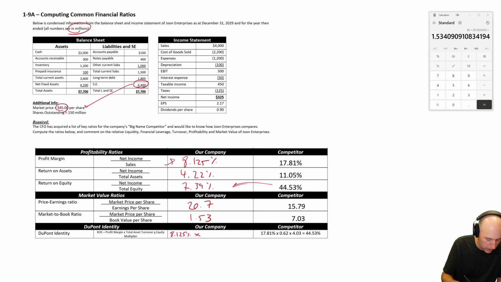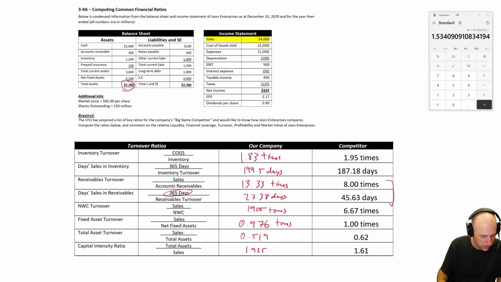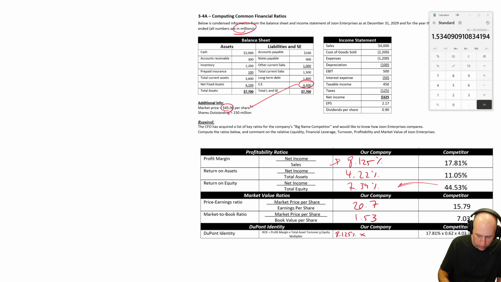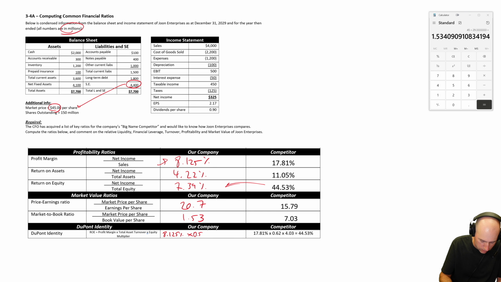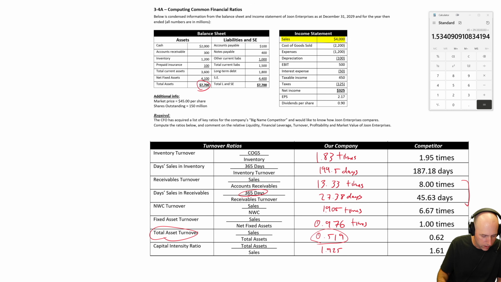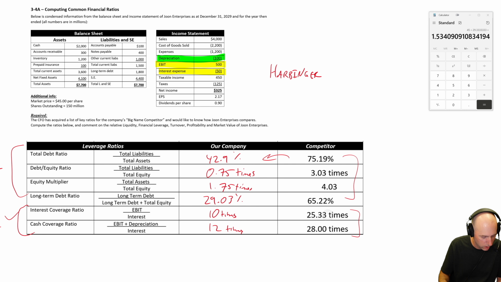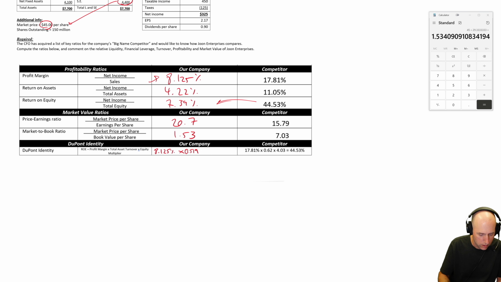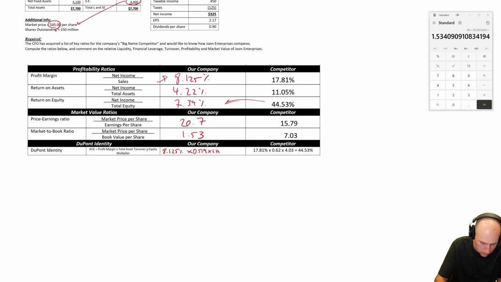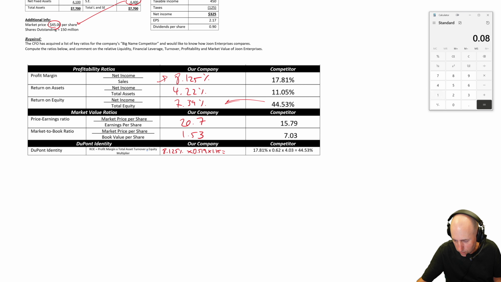8.125%. We're going to multiply that by asset turnover. So let me find the total asset turnover. Here it is, 0.519. And we're going to multiply that by the equity multiplier, and our equity multiplier is right here, 1.75. So there we go. And let's multiply those through. 0.08125 times 0.519 times 1.75.